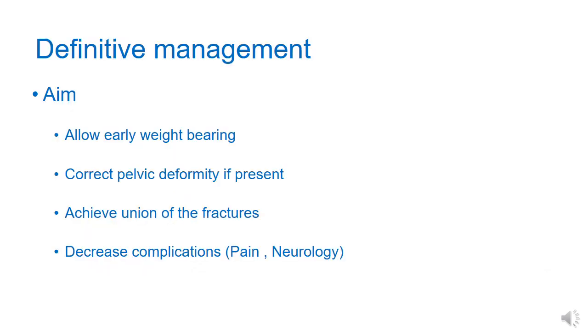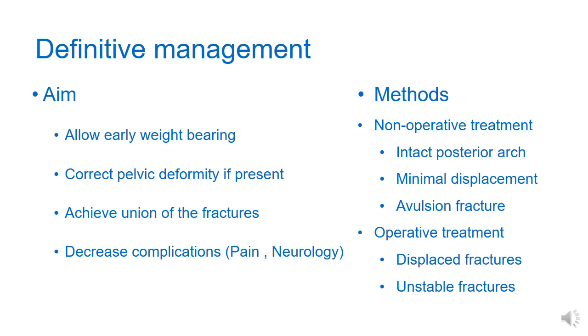What about the definitive management after the patient is stabilized? Our aims of definitive management will be to allow early weight bearing, to correct pelvic deformity if present, to achieve union of the fractures, and to decrease complications, mainly pain and neurological deficit. We have 2 main methods, non-operative treatment and operative treatment. Non-operative treatment is indicated in stable pelvic fractures with intact posterior arch, minimally displaced fractures, and in avulsion fractures, while operative treatment is indicated in displaced and unstable fractures.